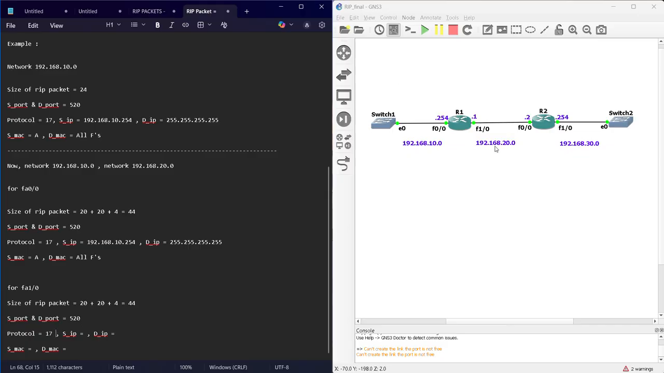What is the source IP? Here the source IP changes to 192.168.20.1, as we are talking about the other side, FastEthernet 1/0. What is the destination IP? Still the same as we are broadcasting it. So what is the source MAC? As for this side we assumed it to be A, let's suppose for this side it is B. So the source MAC is B. What is the destination MAC? All Fs.